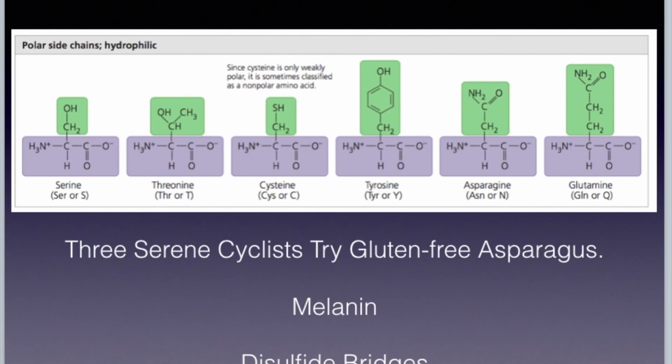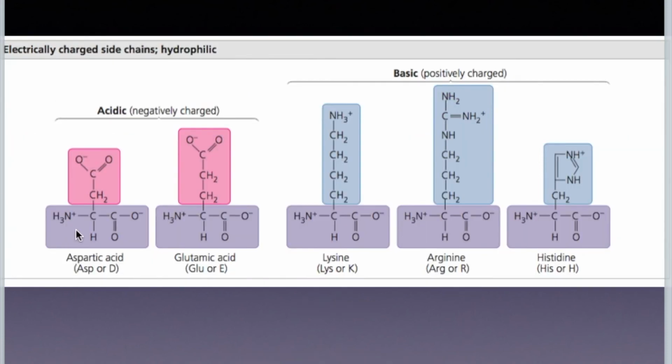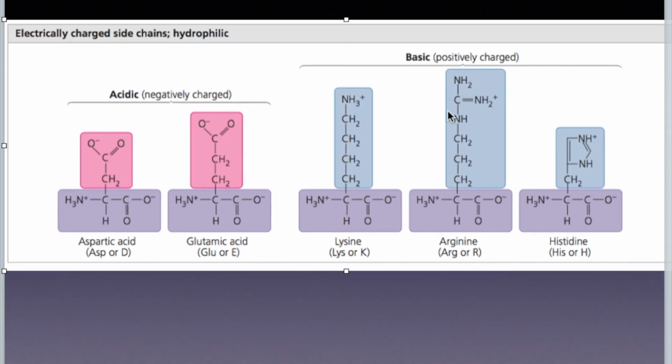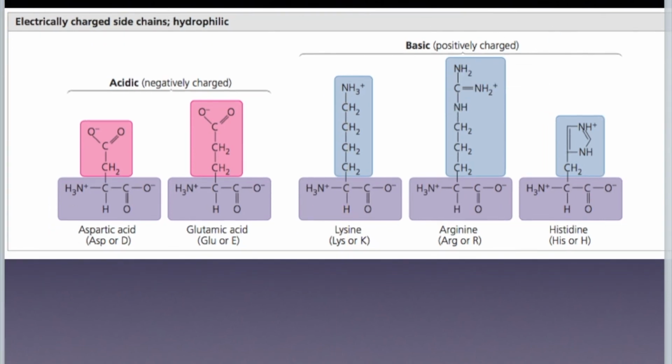Right, we have talked about 9 hydrophobic and 6 hydrophilic, and therefore we will have 5 left to discuss today. The 5 are grouped into 2 groups. One is acidic, meaning that it's negatively charged, and the other is basic, meaning that it's positively charged. These 5 are collectively called electrically charged side chains, because they all have charges.